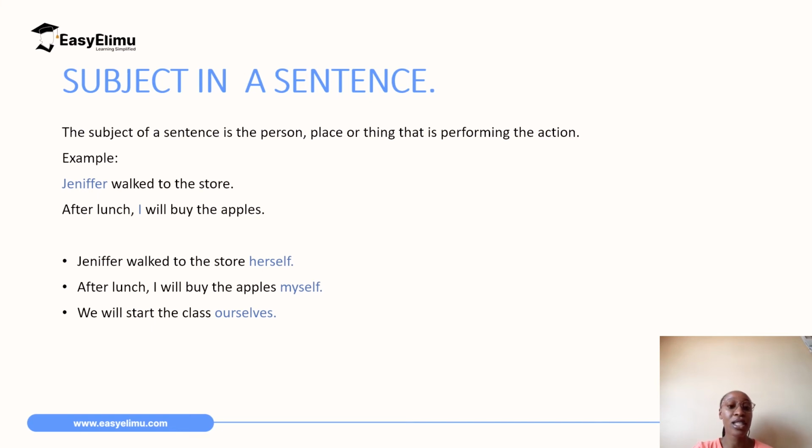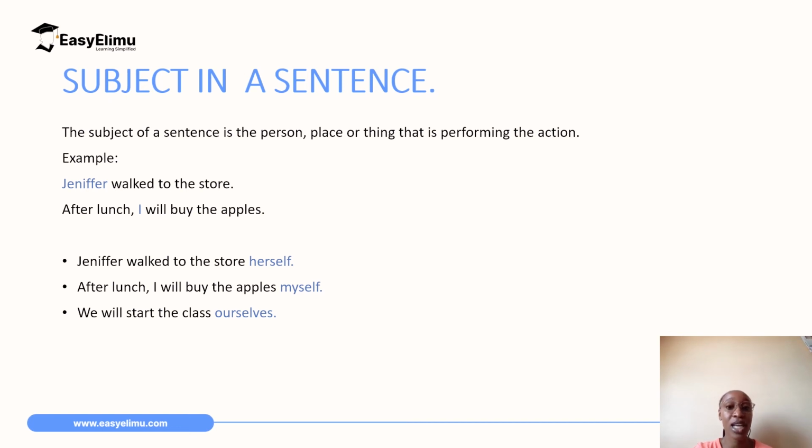So when you look at that sentence there, Jennifer walked to the store. In this sentence, the action is walking, walked. The person that did the walking is Jennifer. So Jennifer is our subject in this sentence. In the second sentence, after lunch, I will buy the apples. The action here is buy. The person that is performing the action of buying is I. So I is the subject in this sentence.